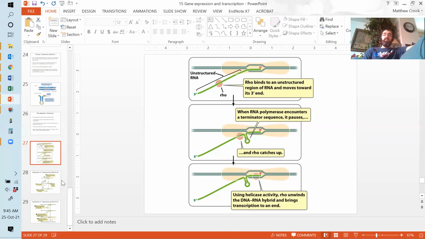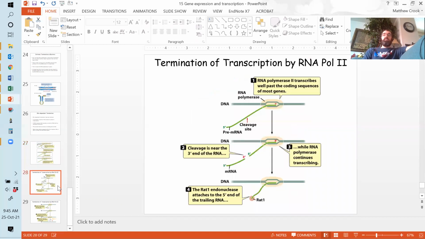Now, in eukaryotes, it's much less well understood, right? So we have one kind of known method. We just don't know if that is all of it, right? So this is the one that we do know. There are probably other means or mechanisms which we don't know of, because we haven't found them yet.